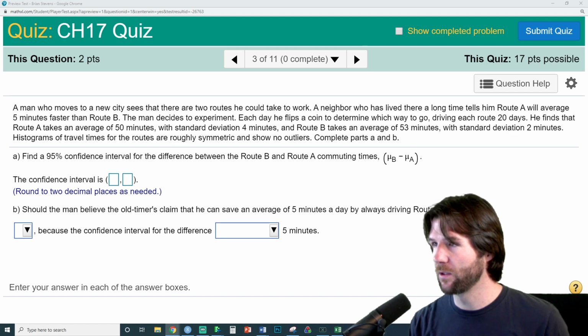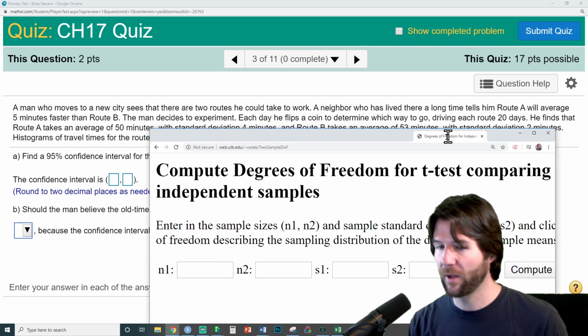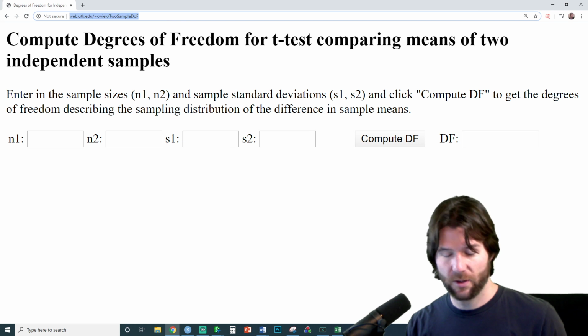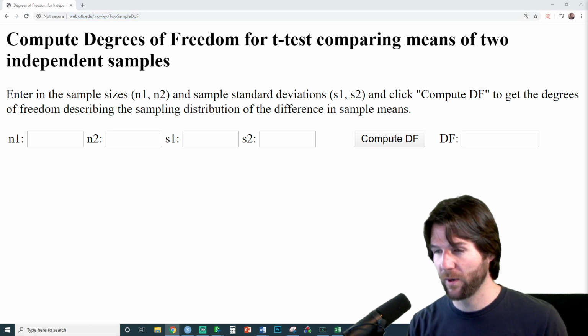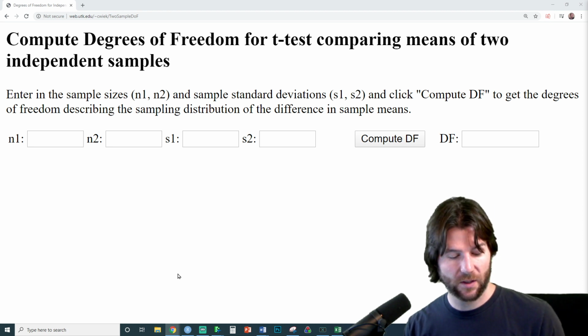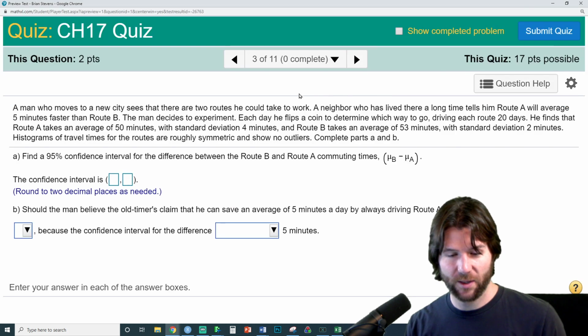I'm going to go to the 2 sample t degrees of freedom calculator. So hopefully people put that in the chat right here. 2 sample t degrees of freedom calculator, or degrees of freedom. You are right, Sarah. Nice job. So we're going to find the degrees of freedom for this. Great job right there. Don't worry, it's just practice.